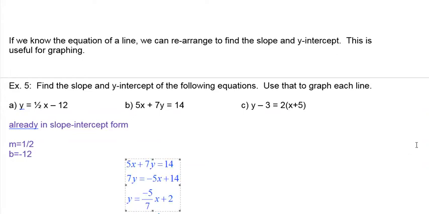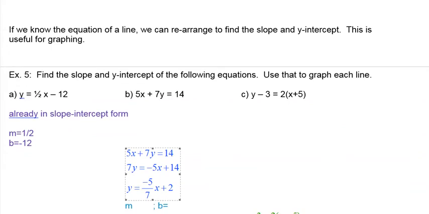-5/7 x plus 2. So again, our slope is whatever is in front of the x, and our intercept is whatever is by itself. So the slope is the -5/7 in front of the x, and the b is 2, our number all by itself. So now that one's in slope-intercept form, y equals mx plus b, same as our first one.